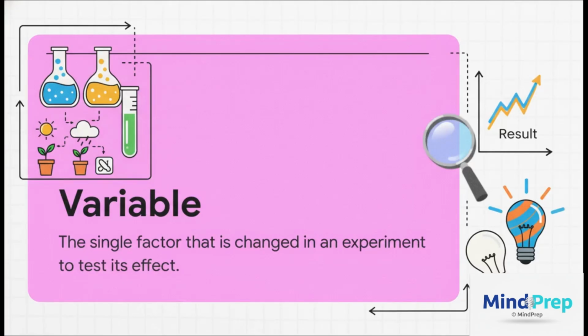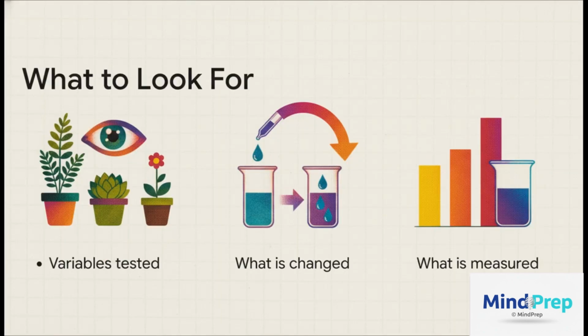Now, to really get a grip on the setup, you need to master this one key idea, the variable. Okay, so in any good, clean experiment, a scientist only changes one thing on purpose. That one thing, that's the variable. Everything else stays exactly the same. And why is that so important? Well, because it's the only way to know for sure that the one thing you changed is what actually caused the result.